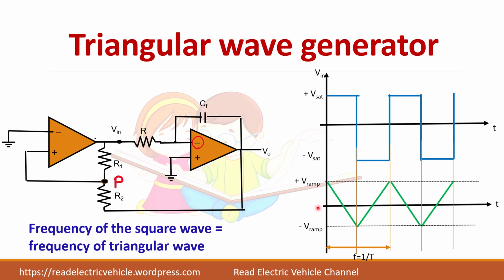So the frequency of the square wave, if you see, will be equal to the frequency of the triangular wave. But the amplitude depends upon this RC component.